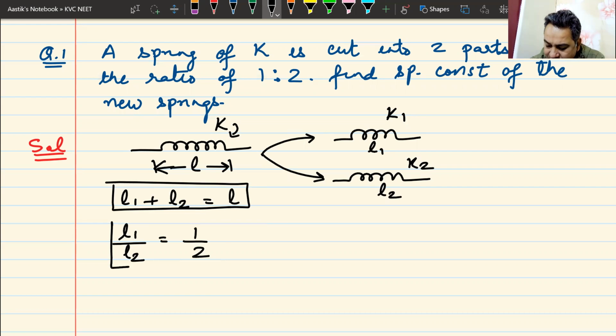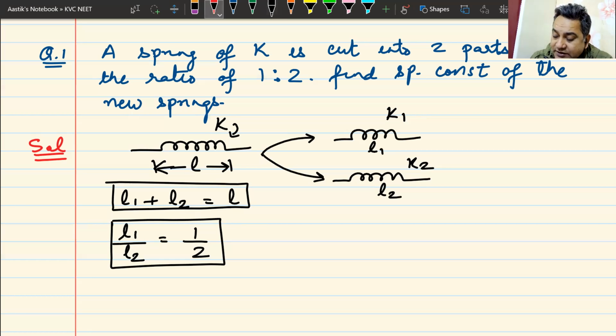These are two very simple equations that can be solved, and I can get the values of L1 and L2 very simply. I leave that to you. Solving these two equations, you can get the values of L1 and L2. I can tell you by experience that L1 will be equal to L by 3.